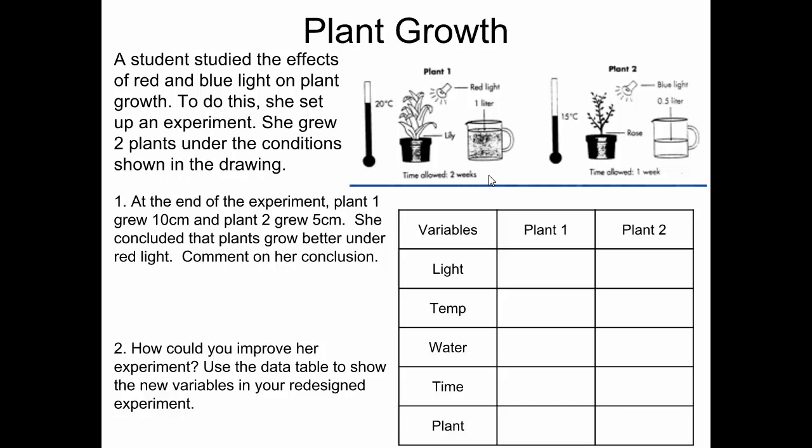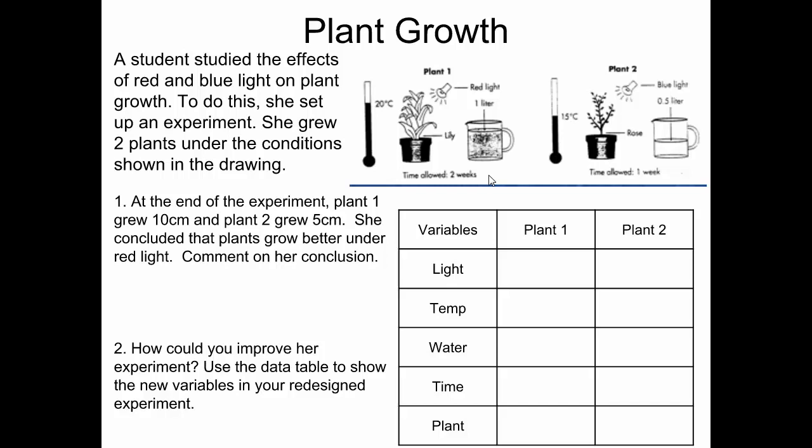A student wanted to study the effects of red and blue light on plant growth. And so she set up an experiment with the conditions shown at the top of that table. At the end of the experiment, plant 1, this one on the left, had grown 10 centimeters. Plant 2 on the right had grown 5 centimeters. So she set up her experiment, looked at that data, and came up with a conclusion. Her conclusion was, plants grow better under red light.